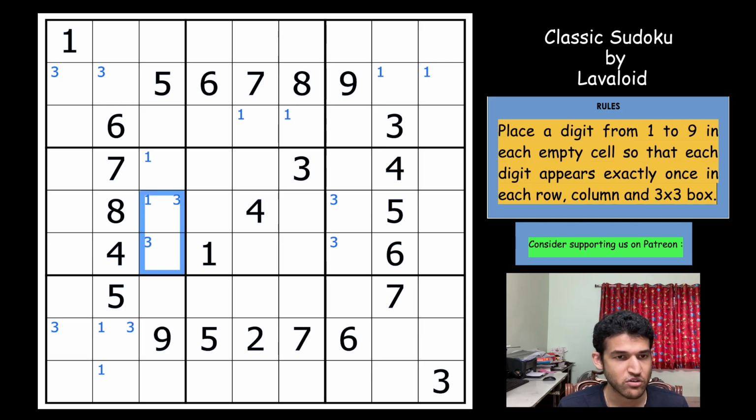You can't have 3 in row 4. And 3 in box 8 must go here, can't be here and cannot be here. 3 in box 2 must go in this domino. Okay, 3's are done. Let's go to 4's now.